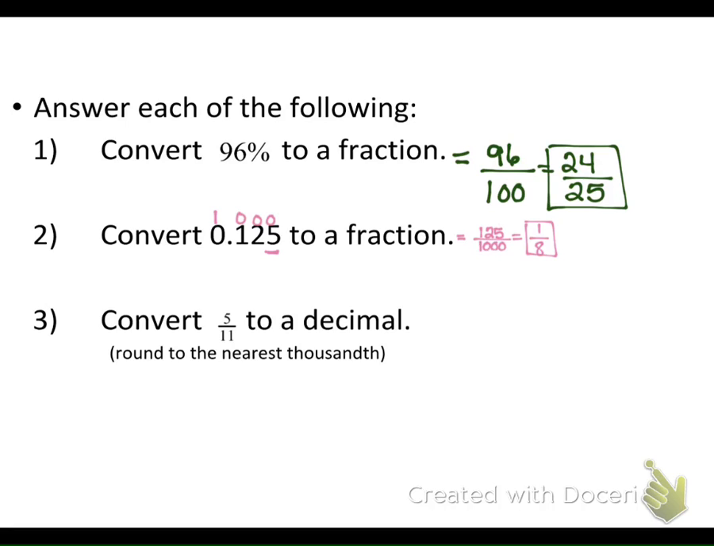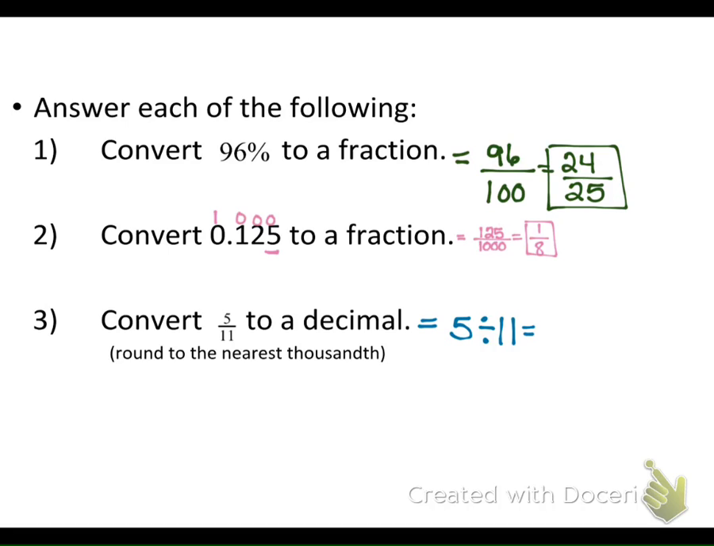Number 3 says convert this fraction to a decimal. Now, in parentheses underneath it, it tells us to round to the nearest thousandth. So we might have to round if necessary. How many places past the decimal is the thousandths spot? 3. Good. So how do I change a fraction to a decimal? There you go. So we're going to take the numerator and divide it by the denominator. So we're going to take 5 and we're going to divide it by 11 and get a long number.